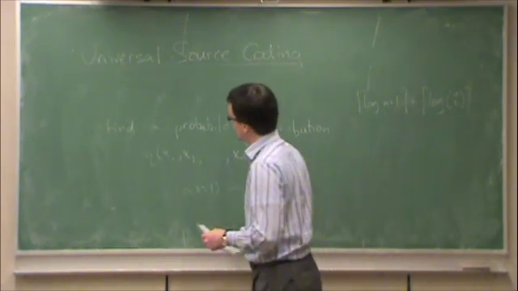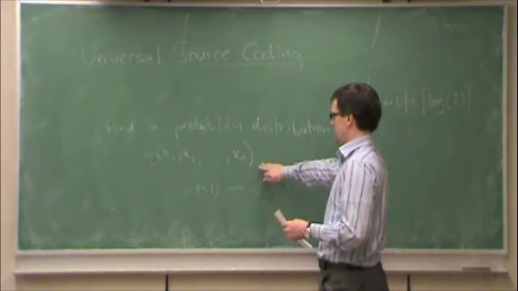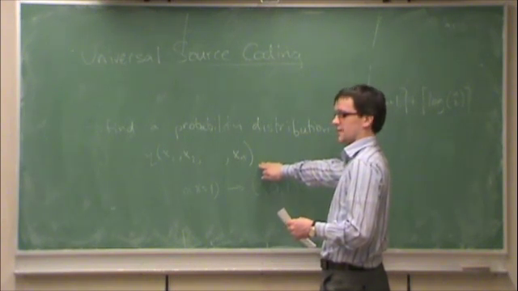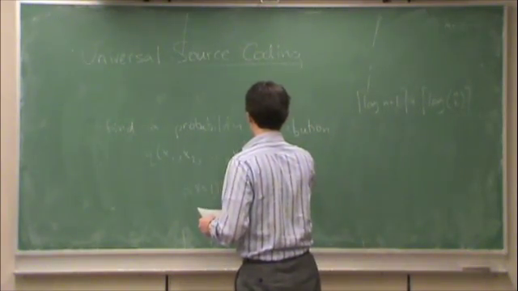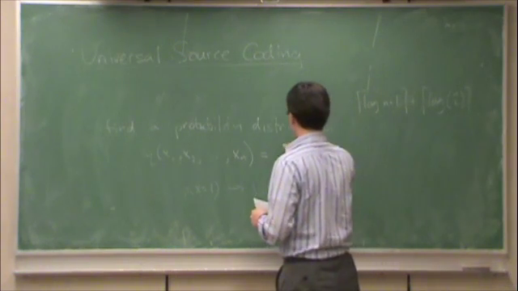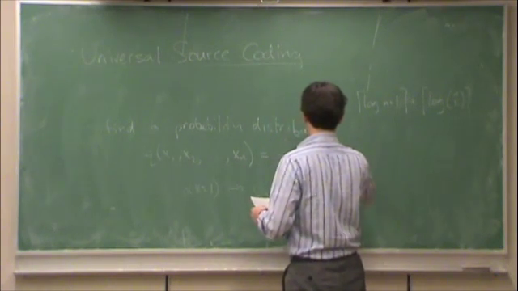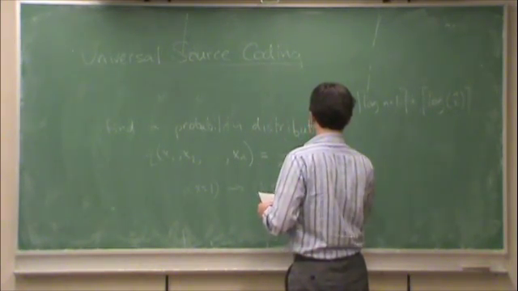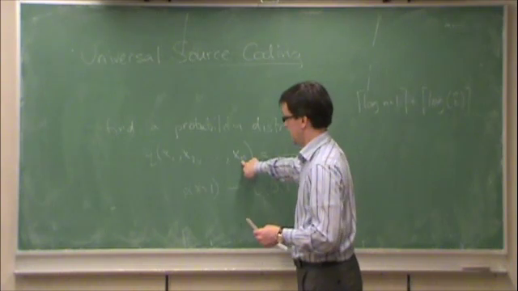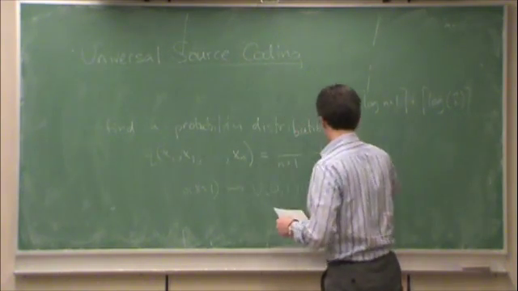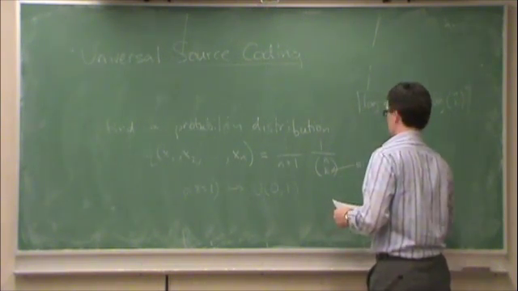And if we do that, it turns out this unknown probability mass function has a very simple form. We went through this entire derivation last class, but this turns out to be equal to 1 over n plus 1 times 1 over n choose k, where n is the length of the vector that you're trying to compress, and k is the number of ones in the vector.